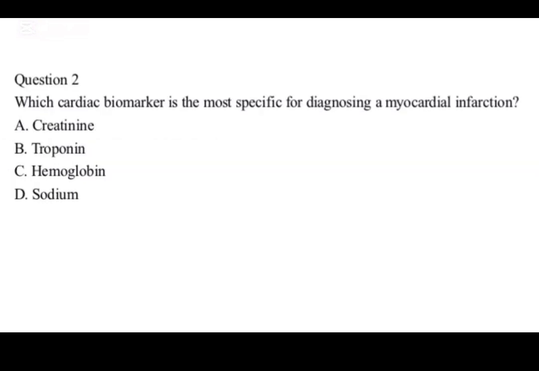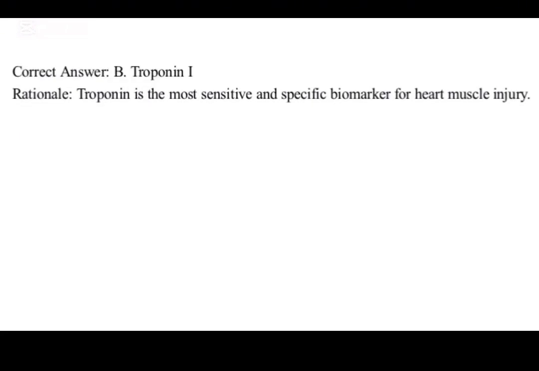Question 2. Which cardiac biomarker is the most specific for diagnosing a myocardial infarction? A. Creatinine. B. Troponin. C. Hemoglobin. D. Sodium. Correct answer, B. Troponin I. Rationale: troponin is the most sensitive and specific biomarker for heart muscle injury.